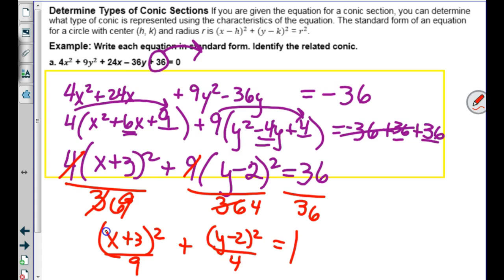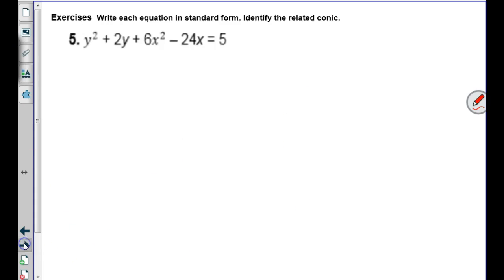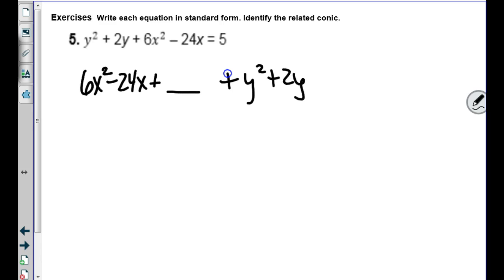Okay? So we're going to try it. Here we go. Isolate the x's and the y's. So I have a 6x squared minus a 24x plus a blank. And I have a y squared plus 2y plus a blank. And the constant is already nicely on the other side for us. What do we do next?